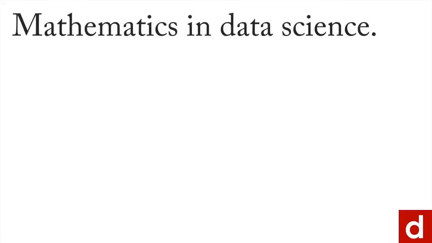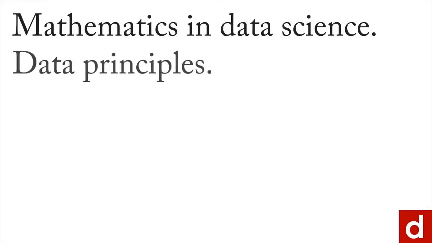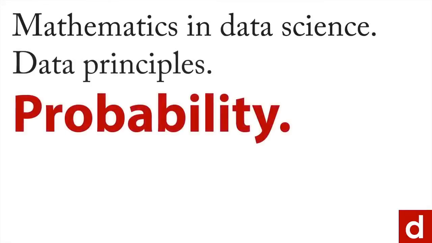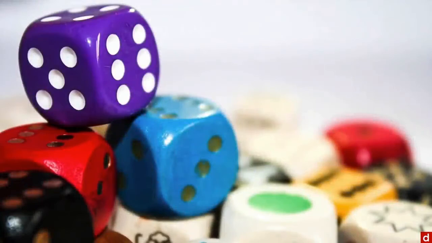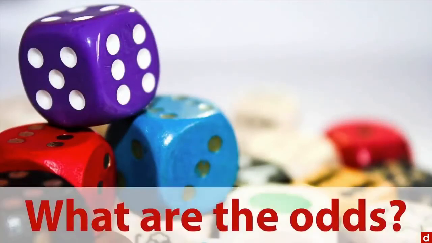A really important element of mathematics and data science, and one of its foundational principles, is probability. One of the things that probability comes in intuitively for a lot of people is something like rolling dice or looking at sports outcomes. And really the fundamental question, what are the odds of something? That gets at the heart of probability. Now, let's take a look at some of the basic principles.